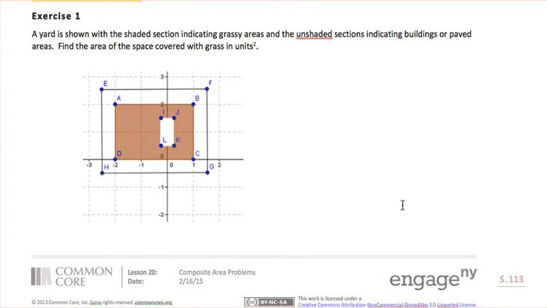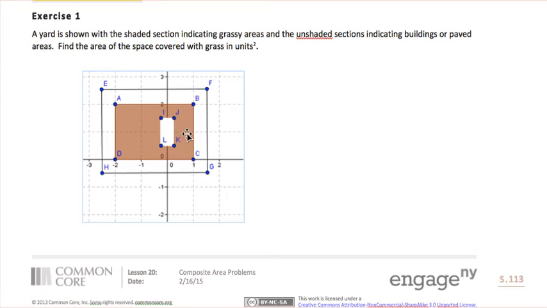In exercise 1, there is a yard with a shaded section including grassy areas and the unshaded sections indicating buildings or paved areas. We need to find the area of the space that's covered with grass in square units. Obviously, because we may be treating the grass or we may be planting the grass. There are lots of things that you do with grass, and the price is based on how much square footage you have or square yardage, whatever your unit is. So again, the clear spaces are paved or buildings, and the shaded spaces are grass.